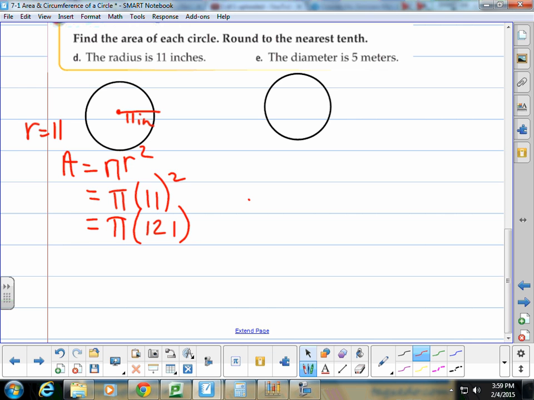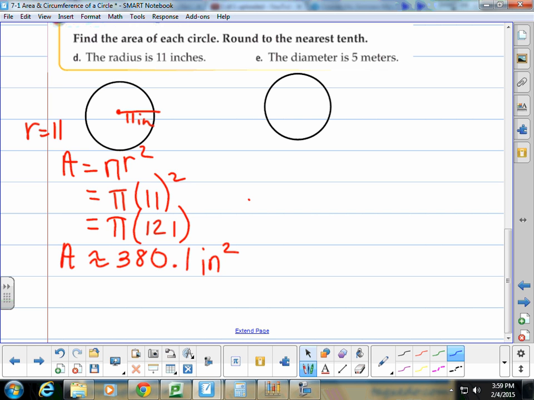Well, I know it's going to be over 300 because 100 times 3 would be 300. So I do 121 times pi for the area, approximately 380.1, and this is in square inches.